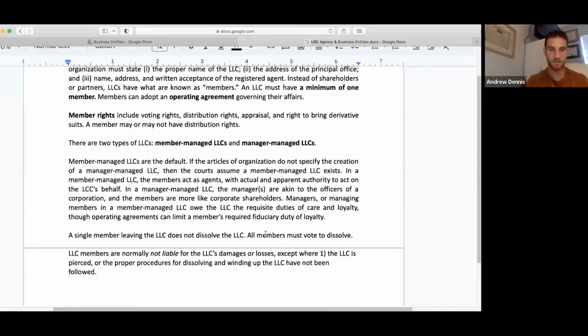In a member managed LLC, the members act as agents with actual and apparent authority to act on the LLC's behalf. In a manager managed LLC, the managers are akin to the officers of a corporation, and the members are more like corporate shareholders. Managers or managing members in a member managed LLC owe the LLC the requisite duties of care and loyalty, though operating agreements can limit a member's required fiduciary duty of loyalty. So most of them are member managed LLCs. Like Ibis Prep is a member managed LLC.